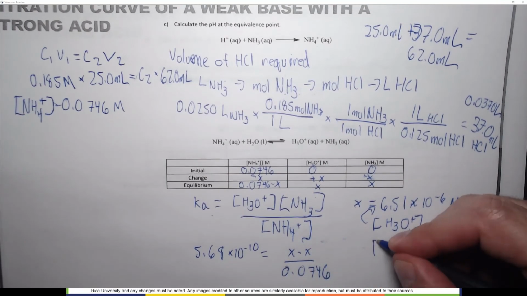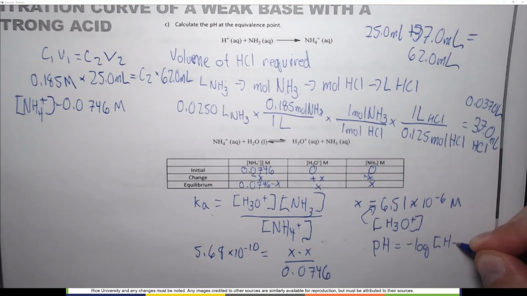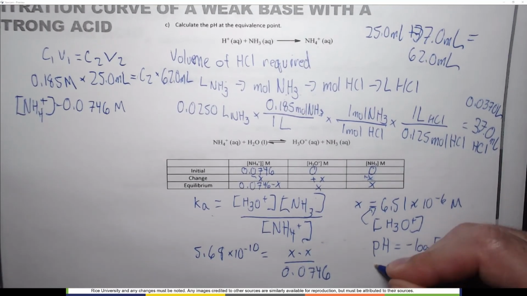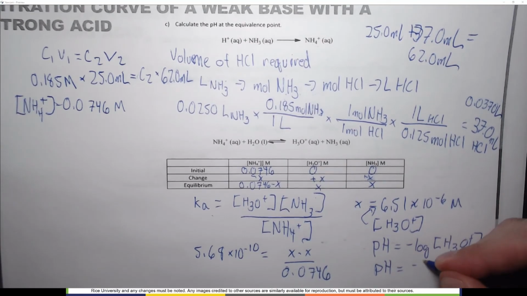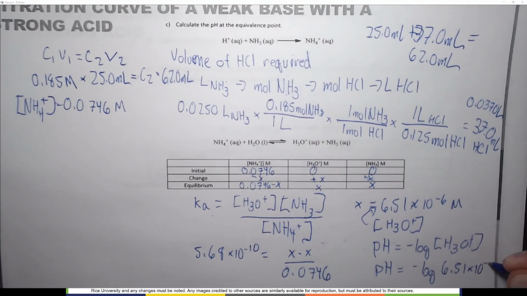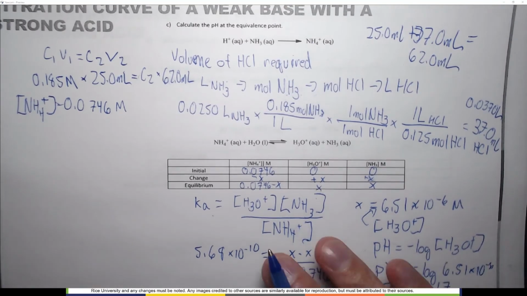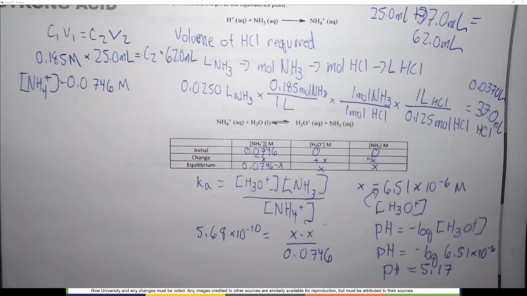Now we can find the pH. pH equals negative log concentration of H3O plus. pH equals the negative log of 6.51 times 10 to the minus 6, and the pH equals 5.17. So at the equivalence point, the pH is 5.17.